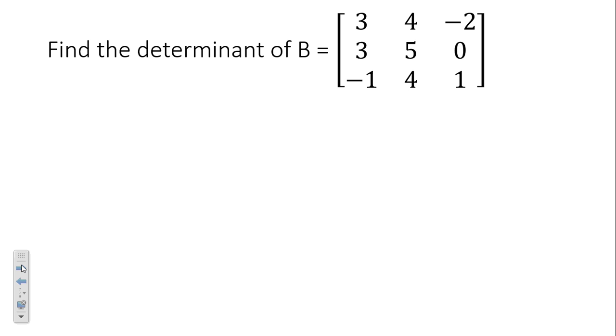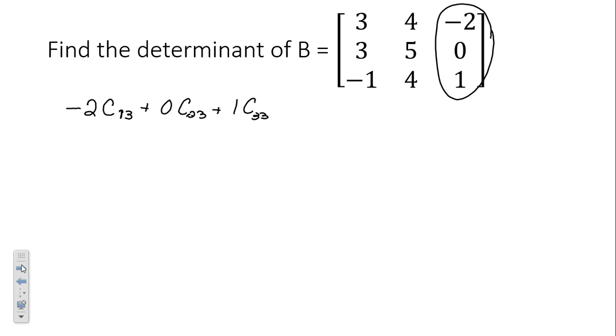Okay, our expansion by minors is going to be -2 times the cofactor of row 1, column 3, plus 0 times the cofactor of row 2, column 3, plus 1 times the cofactor of row 3, column 3. Going this way. Okay, so that's why those numbers are out there.